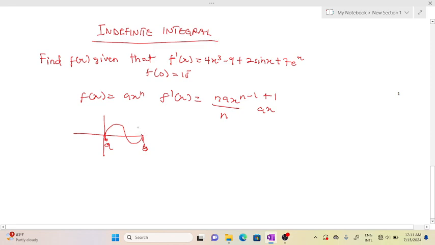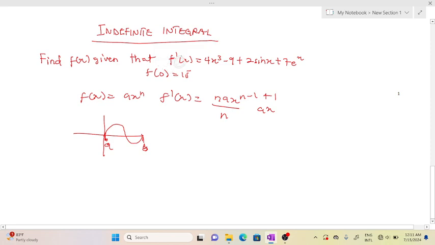It should be bounded. So every integral should have a region. But indefinite integral is an integral where you don't have any boundaries. Okay, for that reason, we assume a constant of integration to complete such integrals. Okay, so let's see the problem here.